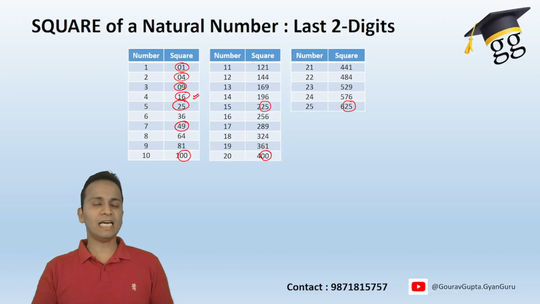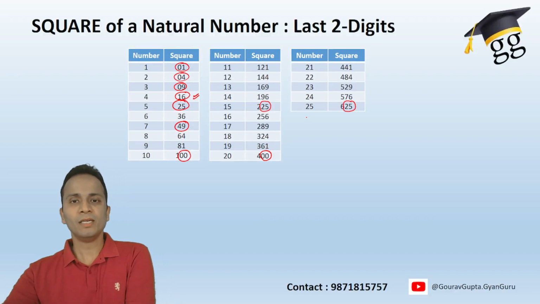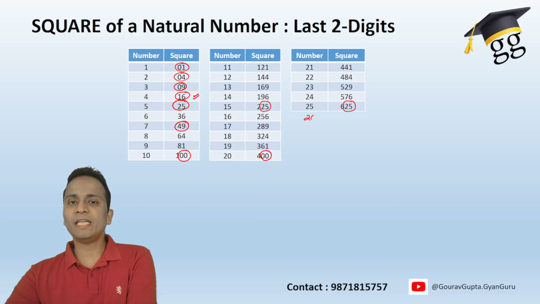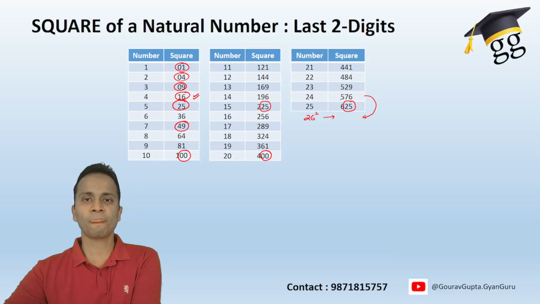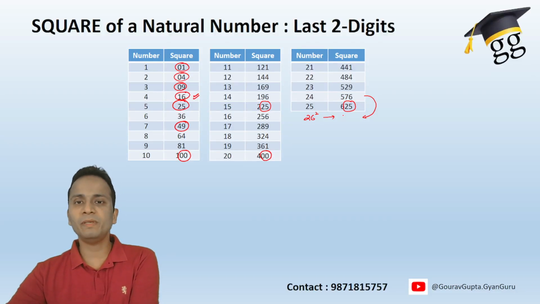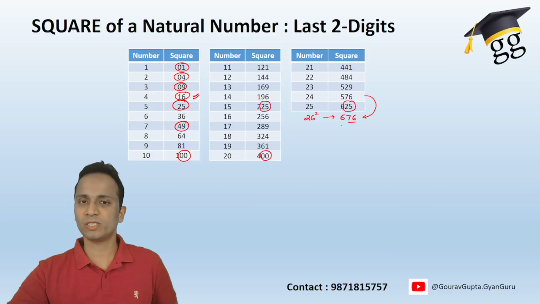And how will this repetition happen? The last two digits of 26 square will be the same as the last two digits of 24 square. So what was the square of 24? 576. The square of 26 is 676. So I can say that 76 are the last two digits.